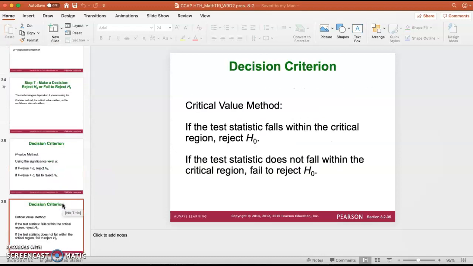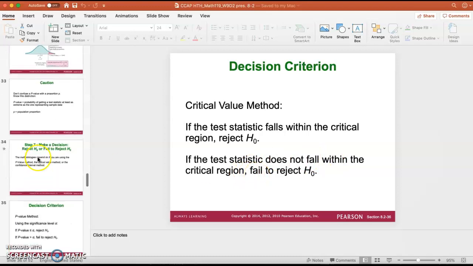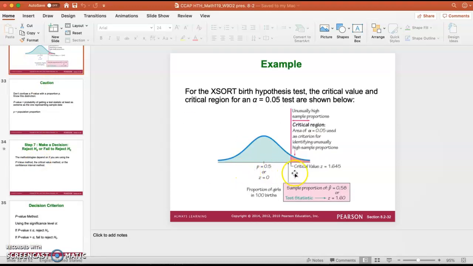Now with the critical value method, it's essentially the same idea, just not going as far as the actual p-value. If the test statistic falls within the critical region, reject H0. If the test statistic does not fall within the critical region, fail to reject H0. So if we're using the critical values, we're basically just working with the z-scores. We're just not finding the probabilities. So I know that's my critical value. If I found my test statistic value was less than that, in this green region, then I fail to reject. If it was in this red region past the 1.645 in this case, then I'd reject H0.